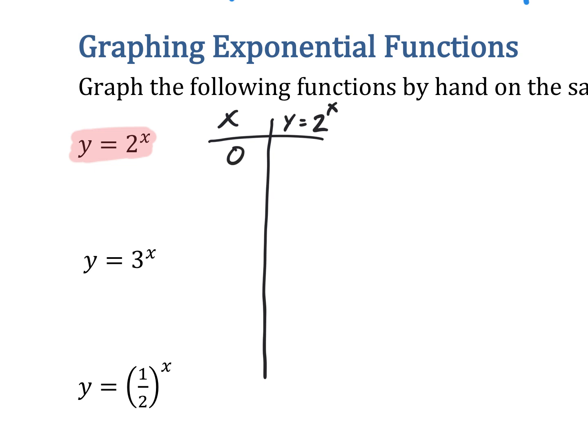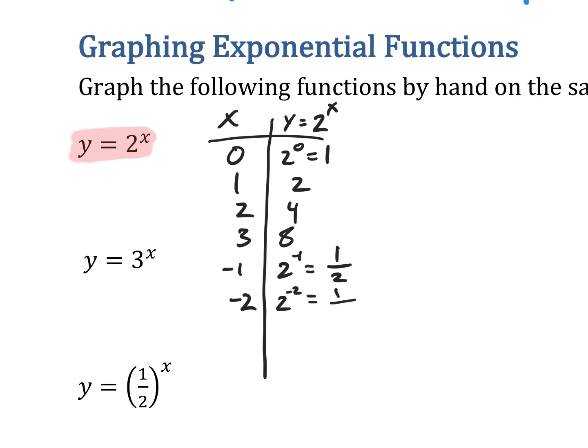So when x is 0, 2 to the 0 is 1. Anything to the 0 is 1. 2 to the first is 2. 2 to the second is 4. 2 to the third is 8. What about negative numbers? 2 to the negative 1. Remember, that puts that in the denominator: 1 over 2, or really 1 over 2 to the first. 2 to the negative 2 puts in the denominator 1 over 2 squared, which is 1/4. And 2 to the negative third puts that in the denominator, 1 over 2 to the third, which is 1/8.